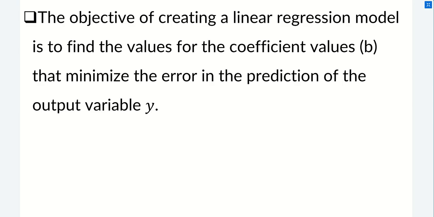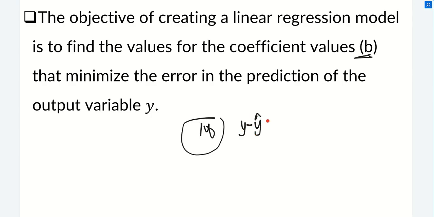The objective of creating a linear regression model is to find the values of the coefficients B, which are parameters, that minimize the error in the prediction of the output variable. The reason is that we have noise. Any data that you have has noise in it. There's no way you run a model and get 100%. You will never get 100%. Why? Because we have noise. So what we do is try to minimize the error.